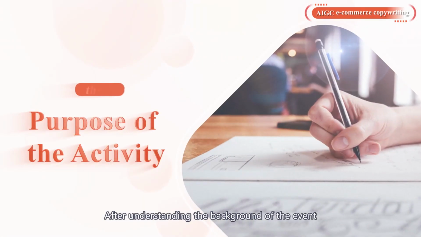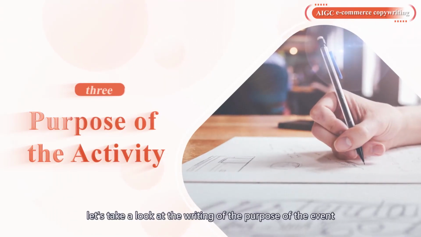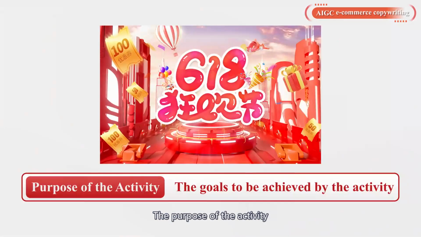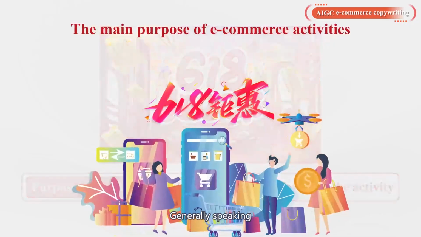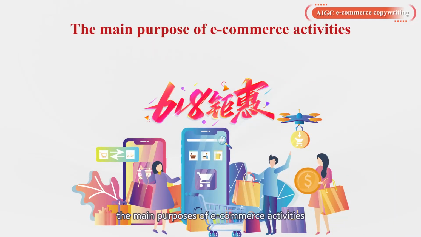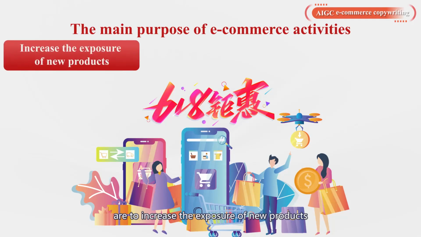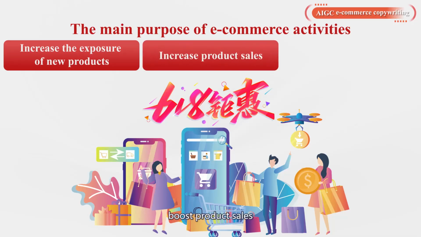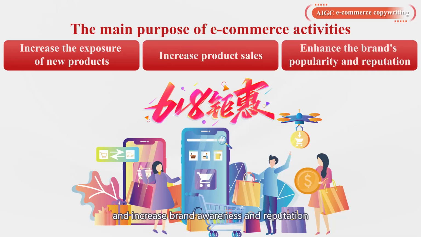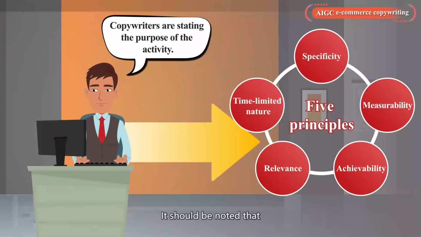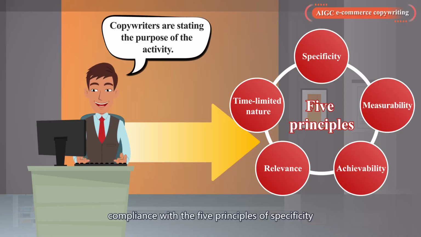After understanding the background of the event, let's take a look at the writing of the purpose of the event. The purpose of the activity is to achieve the goals that the activity aims to achieve. Generally speaking, the main purposes of e-commerce activities are to increase the exposure of new products, boost product sales, and increase brand awareness and reputation. It should be noted that when stating the purpose of the activity, copywriters should ensure compliance with the 5 principles of specificity, measurability, accountability, relevance, and timeliness.